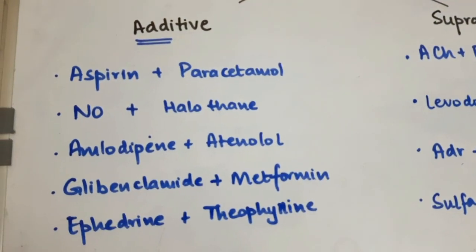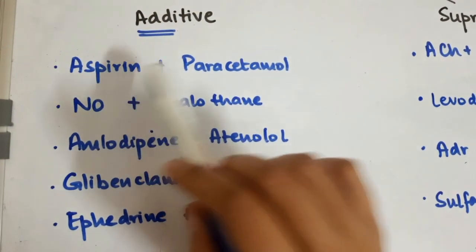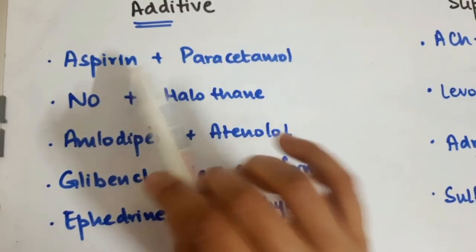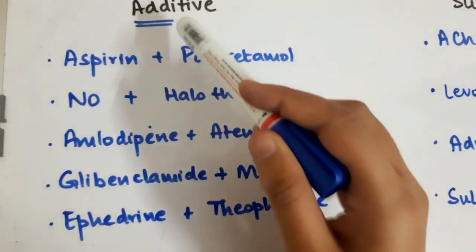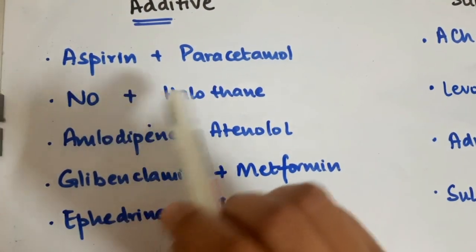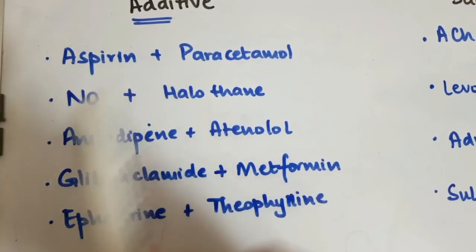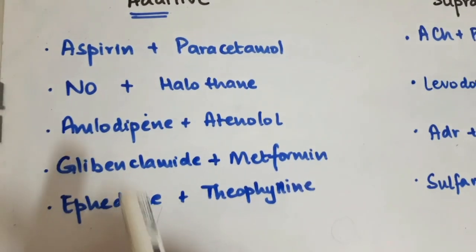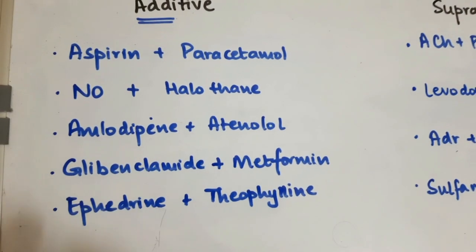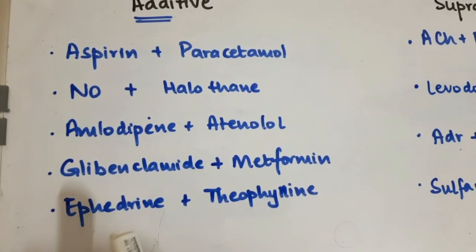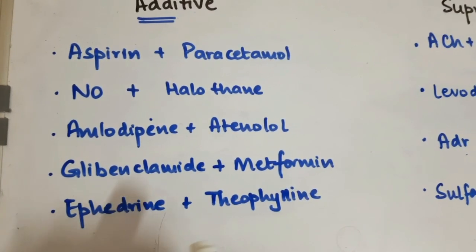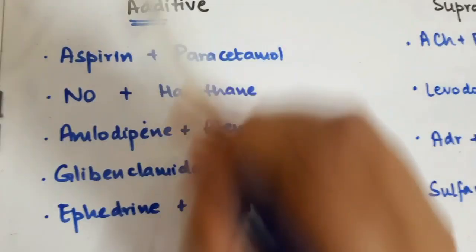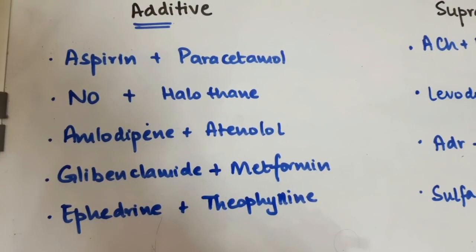Let's look at a few examples. In additive, you have aspirin plus paracetamol. As analgesics or antipyretics, their individual effects simply add up and give an additive effect. Same with nitrous oxide and halothane as anesthetics, amlodipine and atenolol as antihypertensives, glibenclamide and metformin as hypoglycemics, and ephedrine and theophylline as bronchodilators. All of their effects will simply add up and give a combined effect.